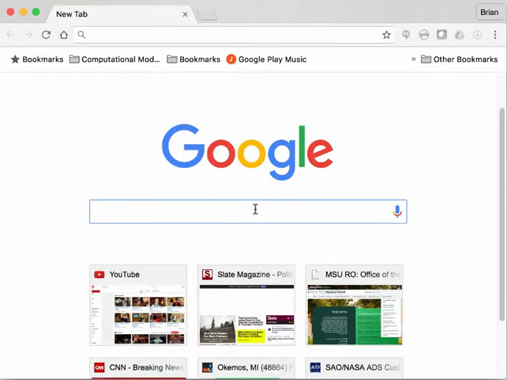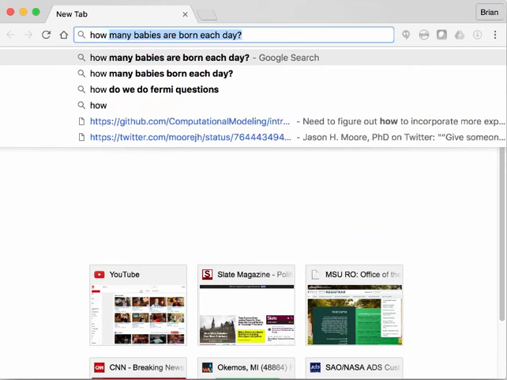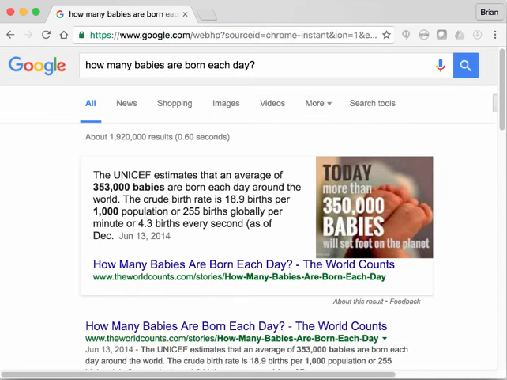Well, what we're going to do is ask Google. So we say how many babies are born each day, and the first thing that pops up is the UNICEF estimate. This is an international organization that does a lot of this sort of thing. And their estimate is that 353,000 babies are born each day around the world.